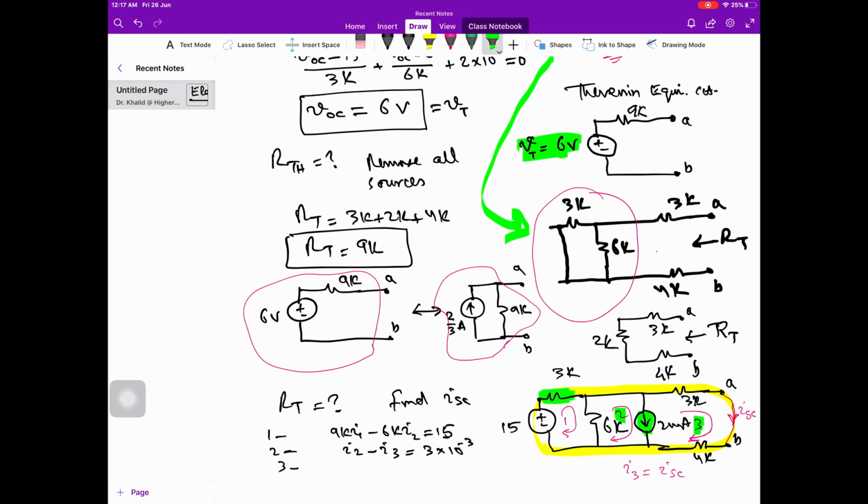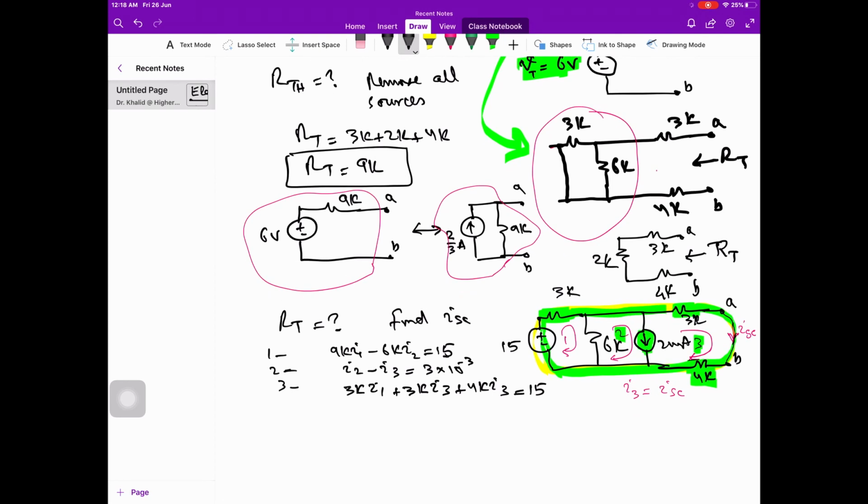the voltage drop across this 3K resistance. This is 3K and I1 is flowing through it. If I move forward over here, what is the voltage drop across this 3K? This is plus 3K and I3 is flowing through it. Following the loop, what is the voltage drop across this 4K? So this is 4K, I3 is flowing through it, and now this is the voltage rise, and our loop is complete.